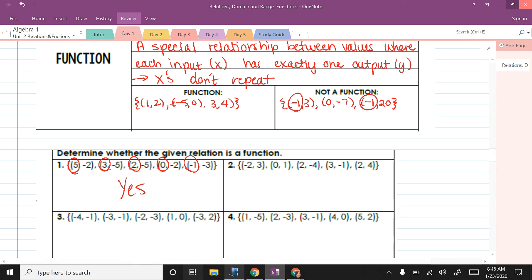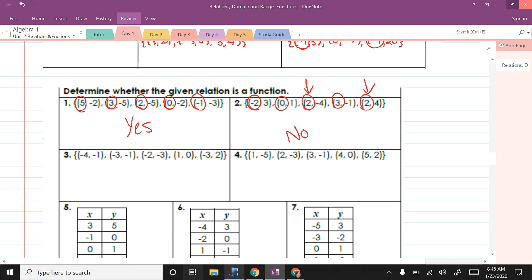They have this circle. You can write yes or no. Well, I'm just circling them so you see what I'm looking at. So number 2, my 2's repeat. So no, it's not a function, right? If any x's repeat, it's not a function.